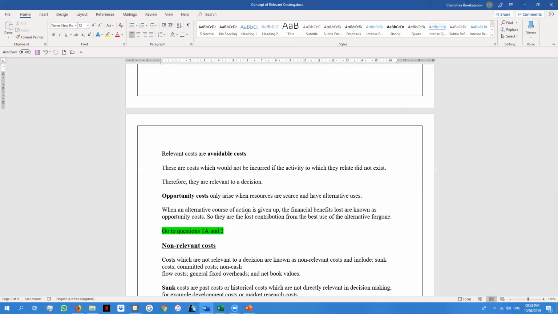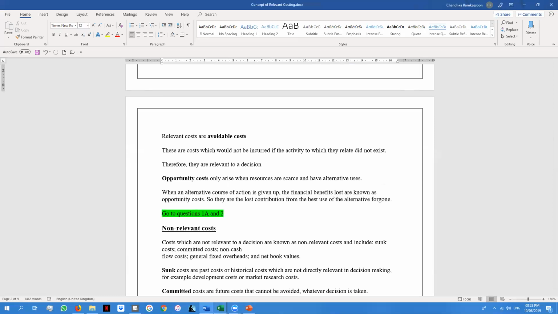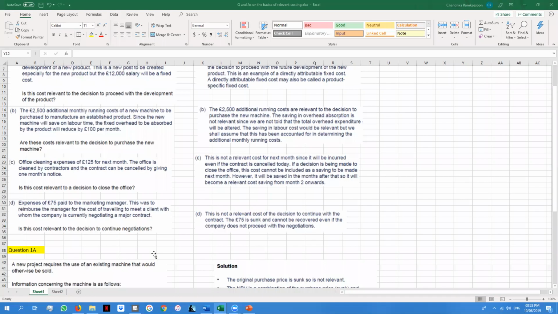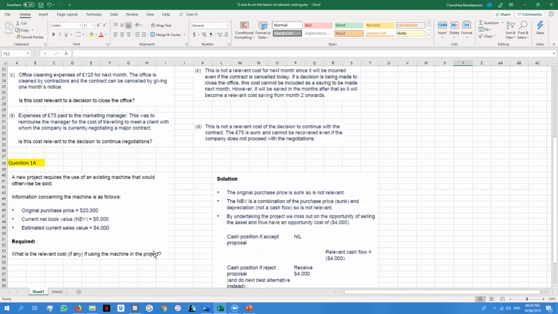You see? So opportunity cost, now we will see this in a short example, 1A. And in a while, we will look at a more detailed example, question 2. Question 2 is a more detailed one; we won't look at that as yet. But let's take a look at question 1A.